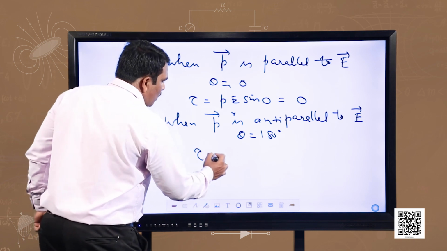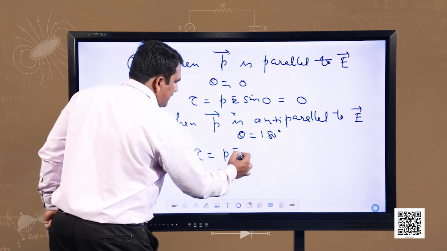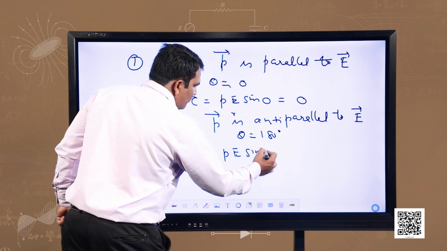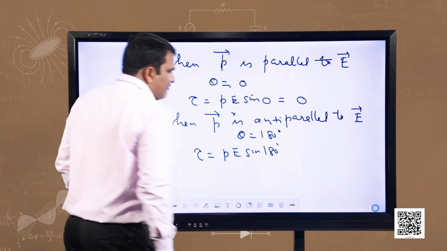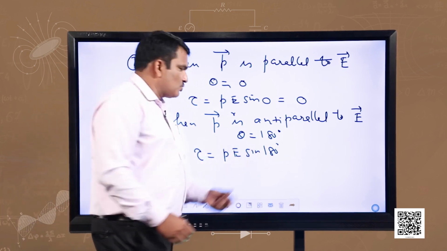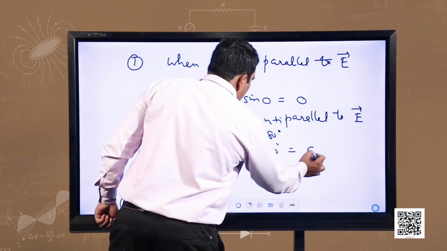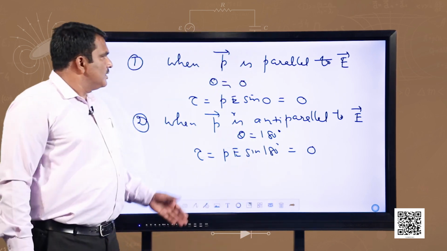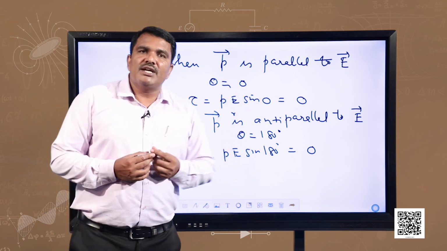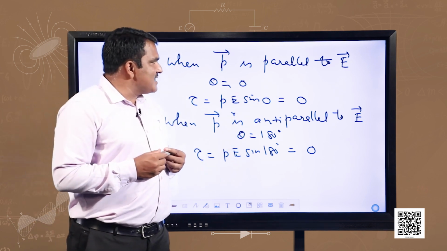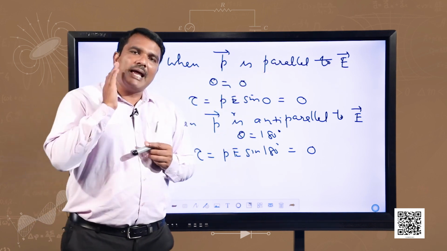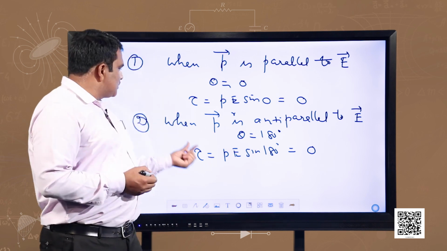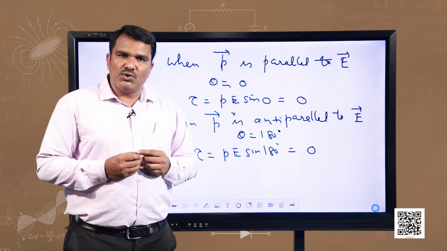So, the magnitude of torque in this case will be P E sin 180 degree, and we know that sin 180 is also 0. So, again torque will be 0. So, when dipole is placed in uniform electric field either parallel to E or anti-parallel to E, the torque acting on the dipole is 0.